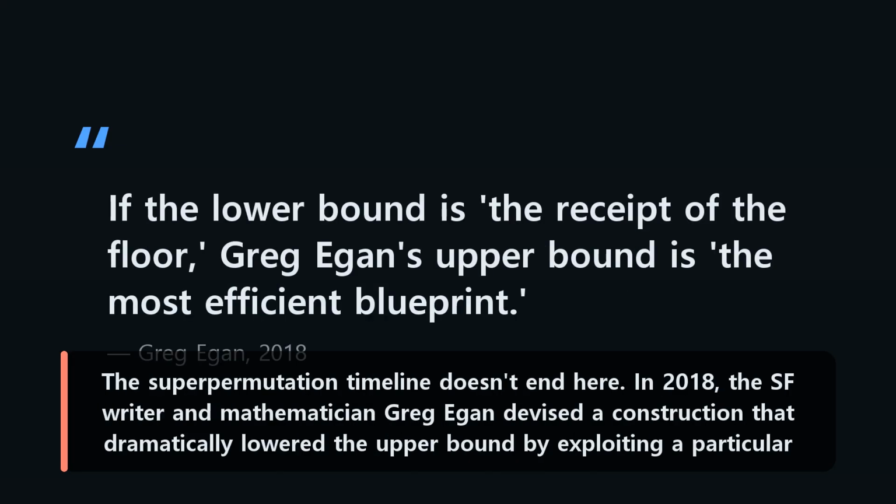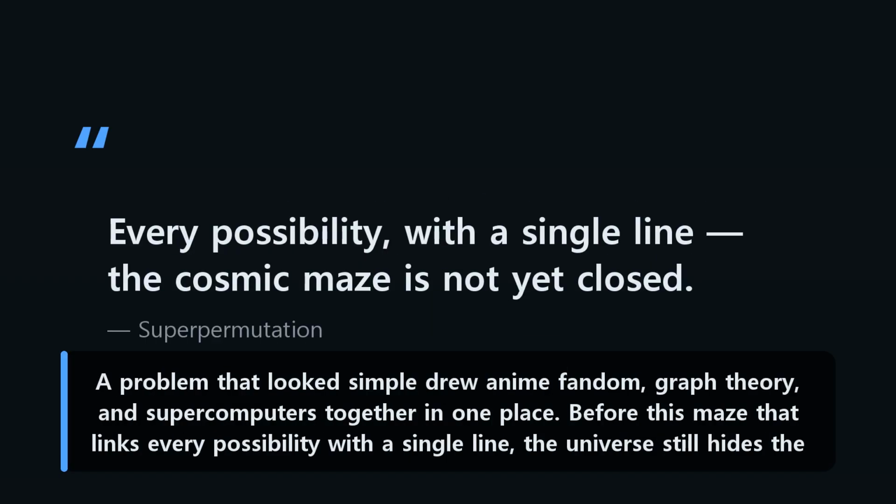The superpermutation timeline doesn't end here. In 2018, the SF writer and mathematician Greg Egan devised a construction that dramatically lowered the upper bound by exploiting a particular structural symmetry. A problem that looks simple drew anime fandom, graph theory, and supercomputers together in one place. Before this maze that links every possibility with a single line, the universe still hides the answer.